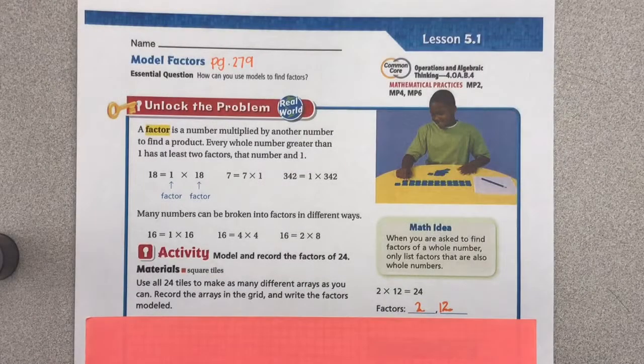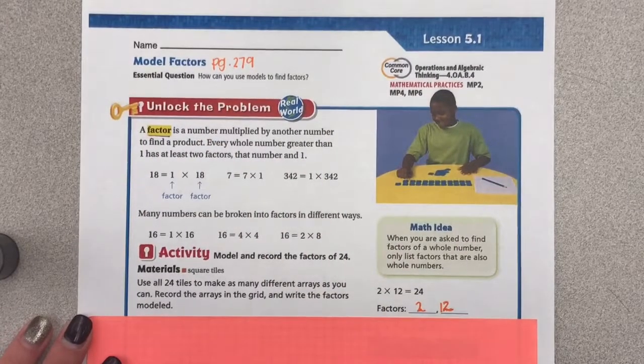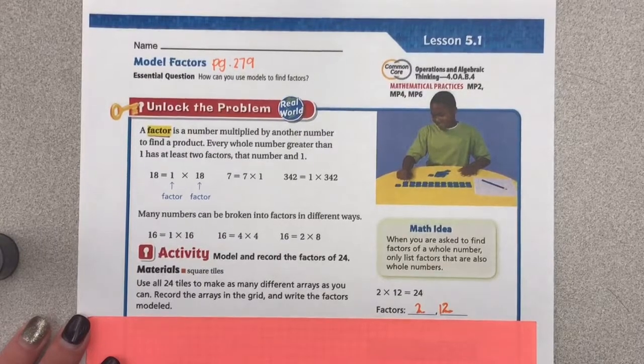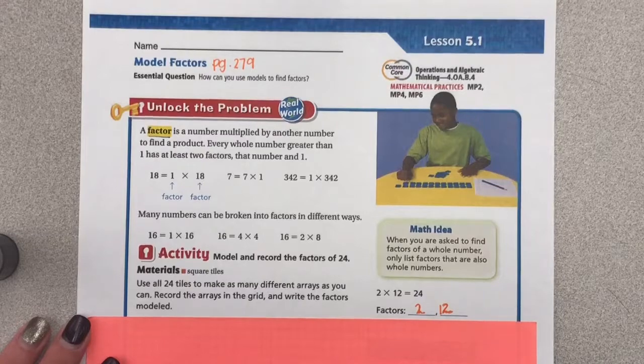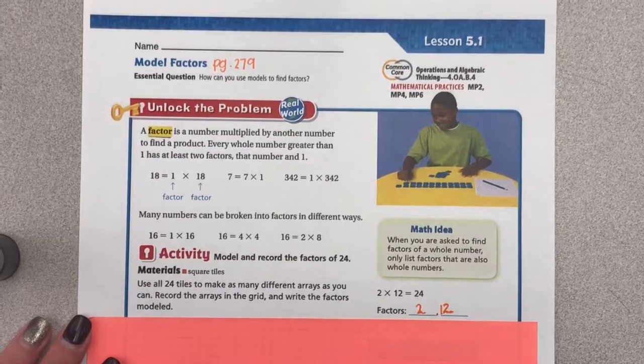All right, this video is on lesson 5.1, which is called Model Factors, and it's on page 279 in your Go Math book. So we have a new vocabulary word this chapter, and that's the factor we have here. So a factor is a number multiplied by another number to find a product. You guys have been using factors the entire time that you've been doing multiplication. Every whole number greater than 1 has at least two factors, that number and 1.